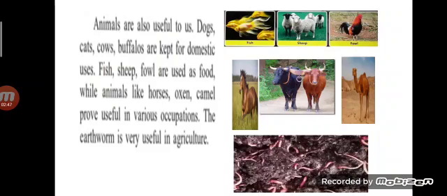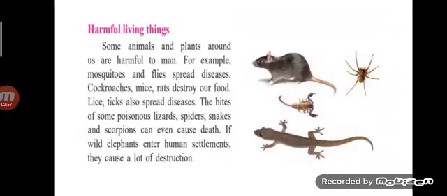So, just like plants, animals are useful to us, but they can also be harmful. There are harmful plants and animals. Some animals and plants around us are harmful to man. For example, mosquitoes and flies spread diseases. Cockroaches, mice, and rats destroy our food. Lice and ticks also spread diseases. The bites of some poisonous lizards, spiders, snakes, and scorpions can even cause death.